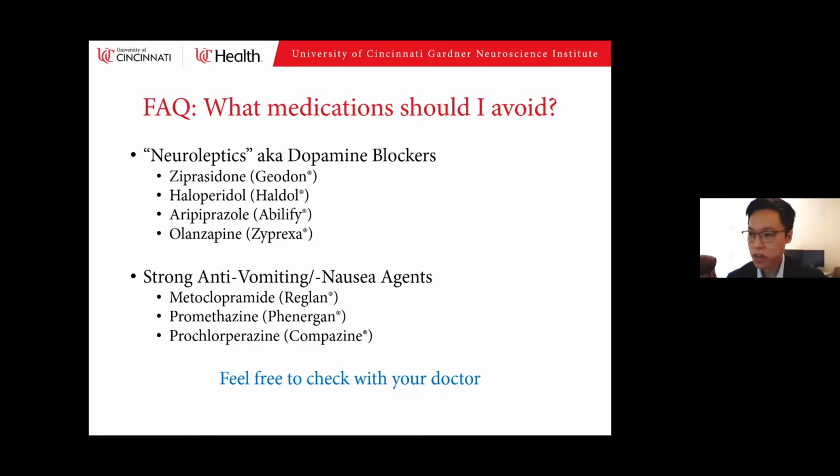This slide is pretty important, and I'm often asked, what medication should I avoid? And there's probably two main groups. This is not an exhaustive list, but the first main group that should be avoided are medicines that block dopamine in the brain, or what we call neuroleptics in medicine. I've listed a few of those examples there. Another group of medications to avoid would be really strong anti-nausea or vomiting medications. These also have an effect on dopamine.